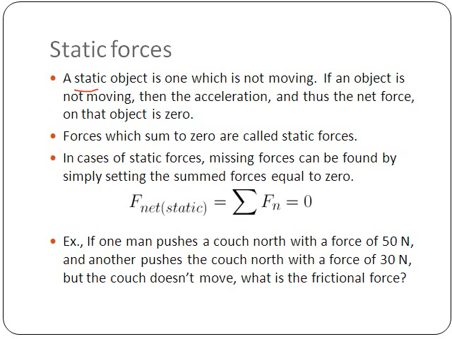If the acceleration is zero, the net force has to be zero on the object. That's Newton's second law, and Newton's first law as well. So forces which sum to zero are called static forces. We wouldn't call each individual force a static force, but we'd say all of them are static if we add up all these forces and they all cancel out. In cases of static forces, missing forces can be found by simply setting the summed forces equal to zero. The net force is equal to the sum of each of the individual forces, and they equal zero if it's static.